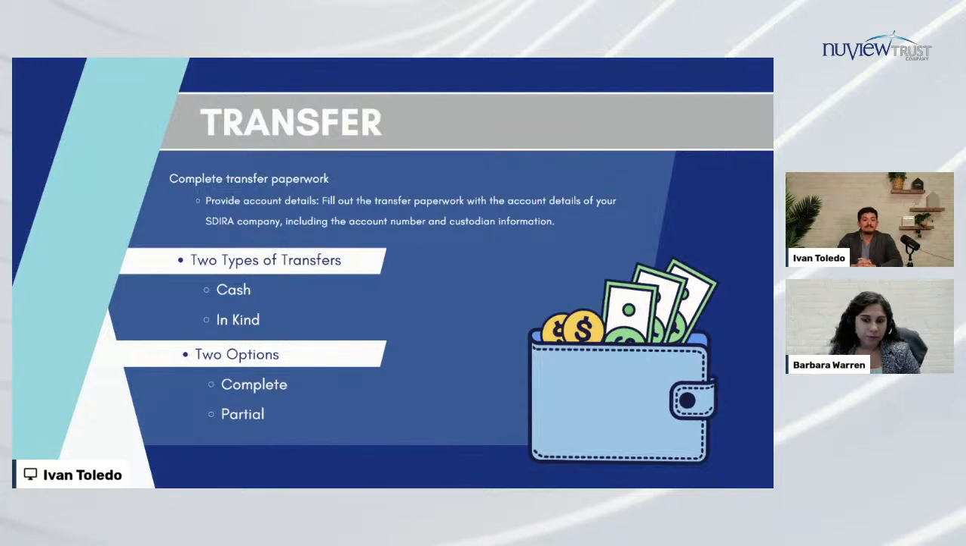And there are two types of transfers, either cash or in kind. And in kind just means asset. And with that, there's also two options. So you can bring a partial amount of the account over, or you can bring the full account over. It's completely up to your decision.